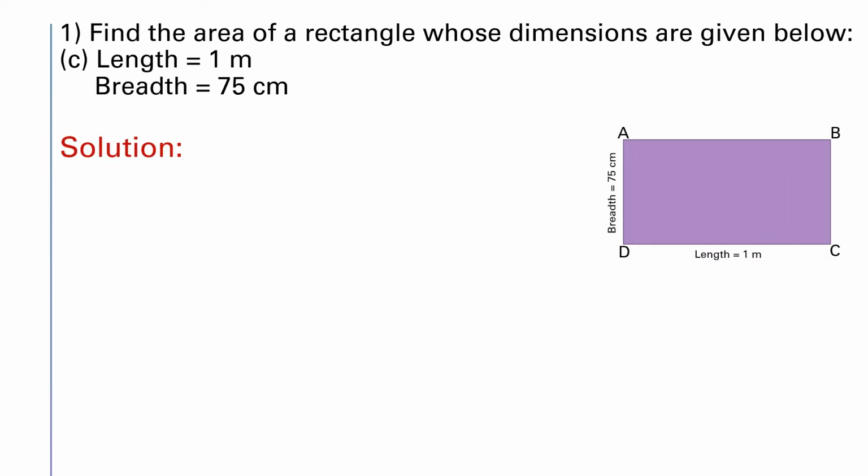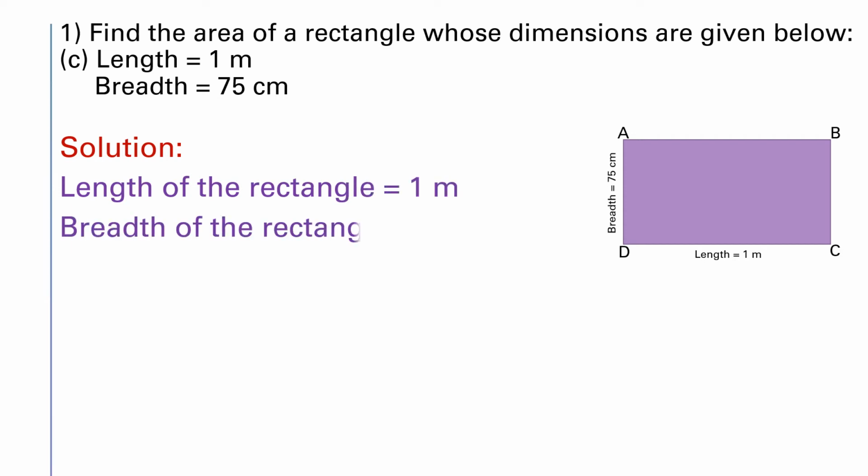In rectangle ABCD, length of the rectangle is equal to 1 meter and breadth of the rectangle is equal to 75 centimeter. Students, always remember the length and breadth should be expressed in the same unit. But in this question, both the units are different. Length is given in meter and breadth is given in centimeter. So first, let us convert meter into centimeter. And we know that 1 meter is equal to 100 centimeters.